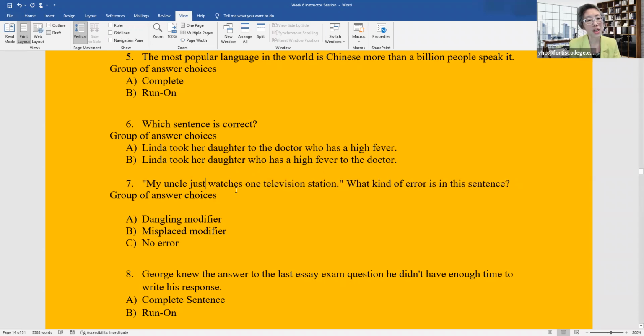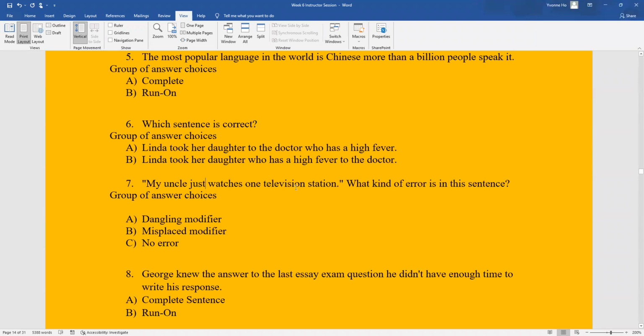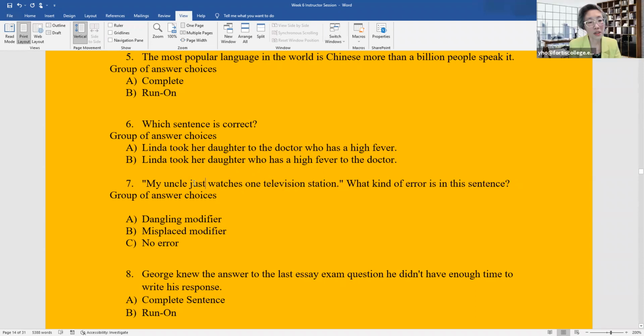So if I've got to change the modifier, what is it modifying? It's modifying the television station. Therefore, you want to put the modifier closer to what it's modifying. That's what all of these modifier things are about: you've got to always put the modifier close to what it's modifying, okay? So that's what makes it incorrect.